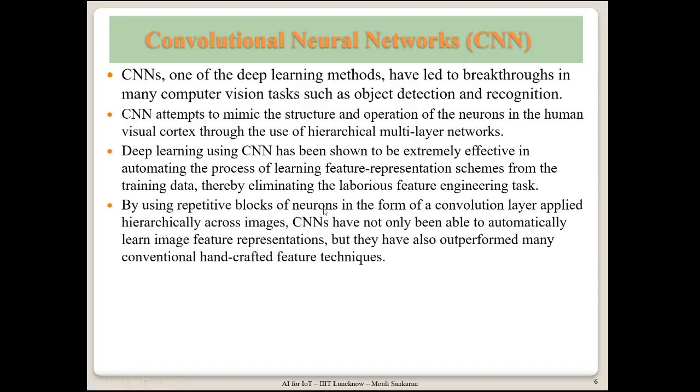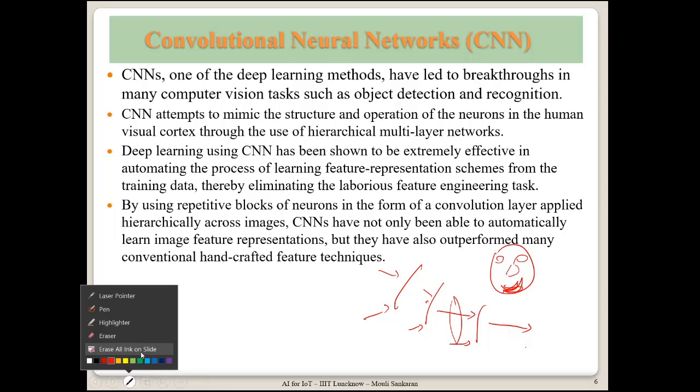By using repetitive blocks of neurons in the form of convolution layers applied hierarchically across images. At the top layer, the image's edges are identified, and then more features are extracted by the next layer. Then it does a fine tuning of the features. Like suppose you are doing face recognition, it identifies the nose, eyes, and then mouth, and then whether it is a smiling face. Then it identifies the individual features and then tries to identify who the person is, and even the person's emotional state, all that can be identified.